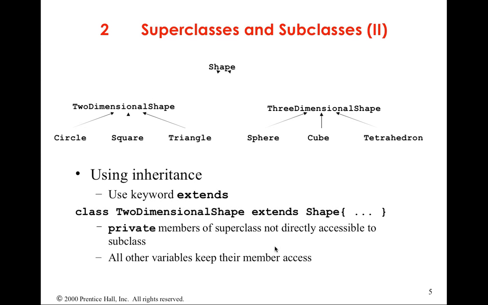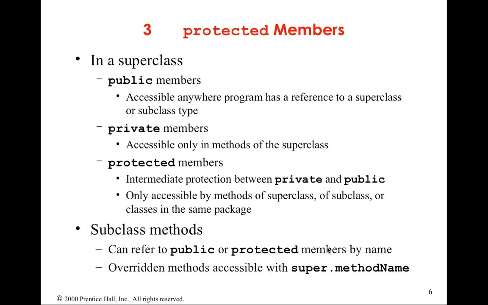So you want to keep the inheritance, and here's a better example actually. These are lines that you can't see, but there's arrows here up at the top. So we use the keyword extends, if you remember that. We covered this. So we have class two-dimensional shape extends shape, and then we have private data members of the superclass that are not directly accessible to the subclass, so we have setters and getters that set the shape members so that we can access them from the subclass. All other variables keep their member access rights as well. So actually everything keeps their access rights, if you think about it.